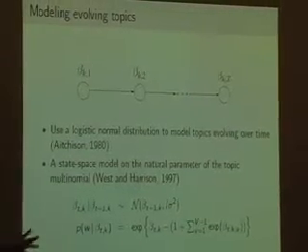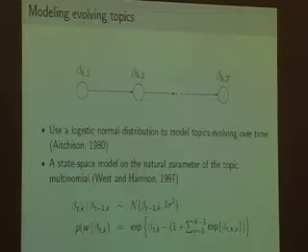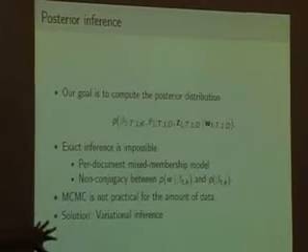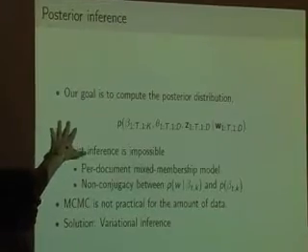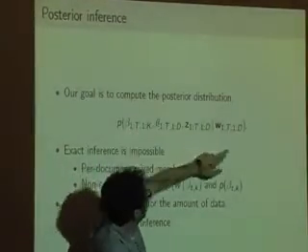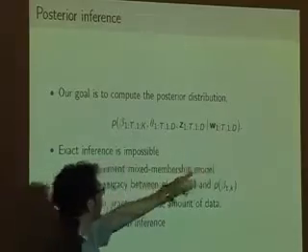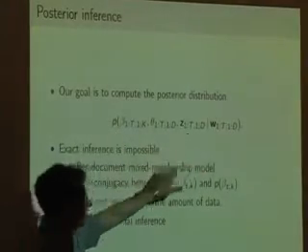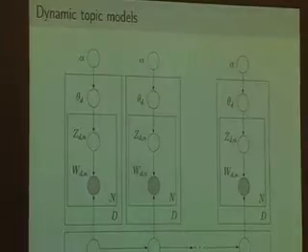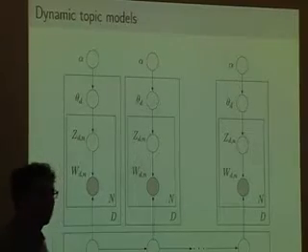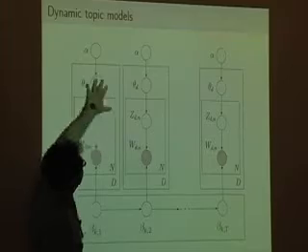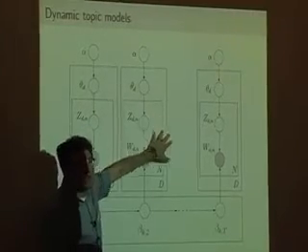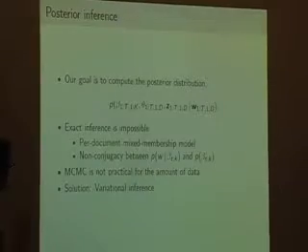Okay. So our goal, as usual, is to compute the posterior distribution. All we observe are these words, and we want to compute all of the hidden structure. But now that hidden structure is even more than before. It's everything. Over all the years, it's all the topics, and for each year, it's all of this hidden structure for each document. And again, exact inference is impossible.